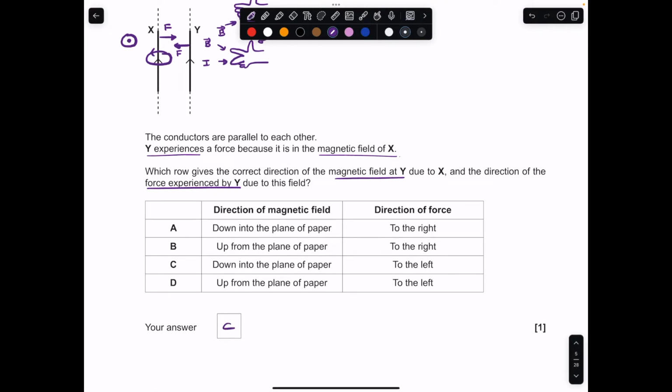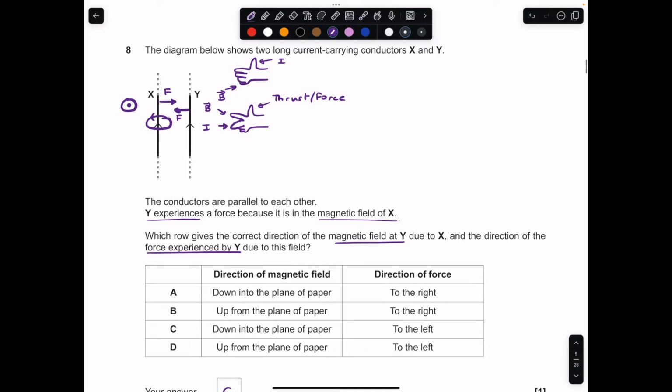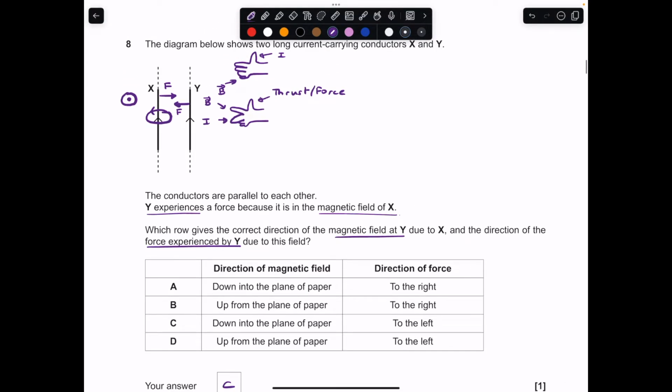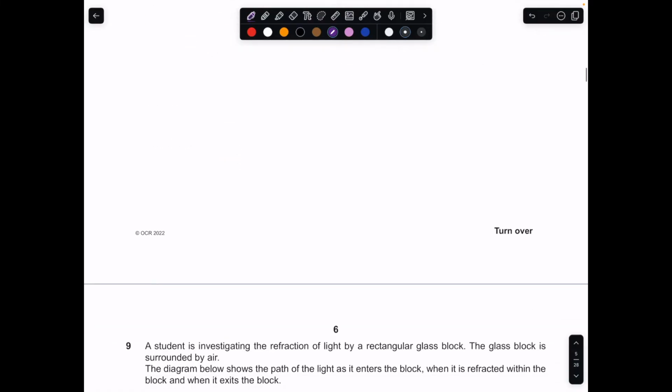So do try this yourself and make sure that it makes sense. If you do have any questions, let me know in the comments so I can go over it properly again if I need to. Let's move on to our next question now.